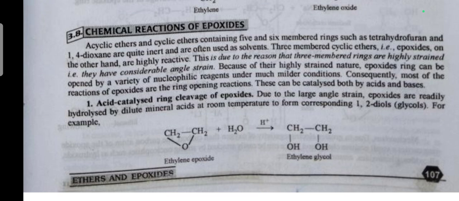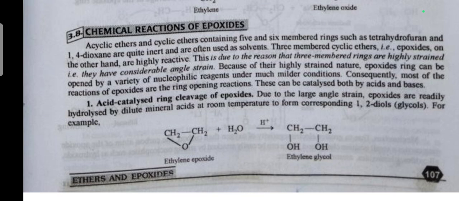Because of their highly strained nature, epoxide rings can be opened by a variety of nucleophilic reagents under much milder conditions. Consequently, most of the reactions of epoxides are ring opening reactions, and these can be catalyzed by both acids and bases. First, acid catalyzed ring cleavage of epoxide. Due to the large angle strain, epoxides are readily hydrolyzed by dilute mineral acid at room temperature to form corresponding 1,2-diols, or we can say glycols.